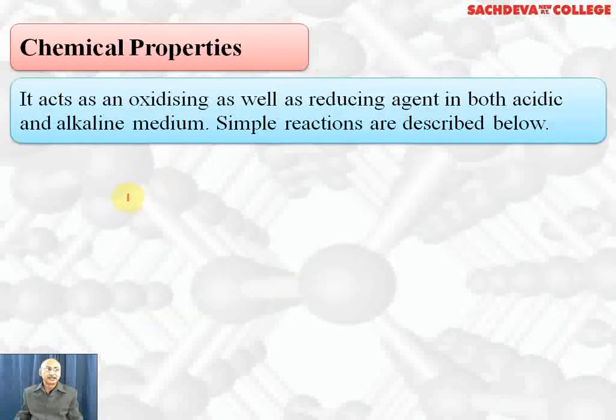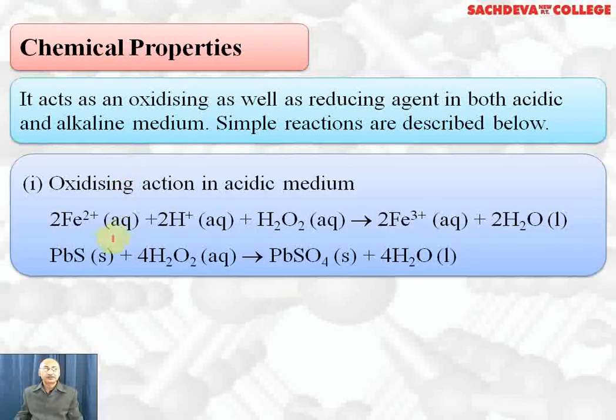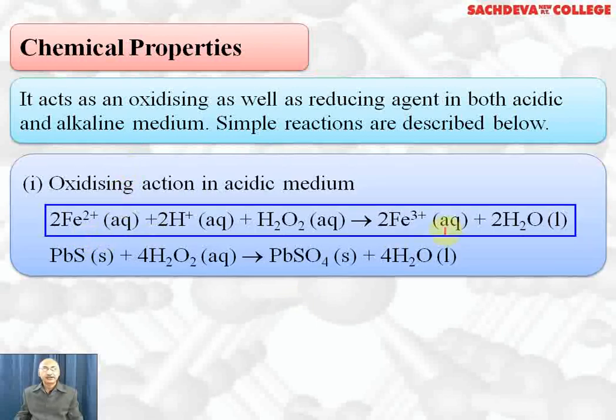Chemical properties. It acts as an oxidizing as well as a reducing agent in both acidic and basic (alkaline) medium. Simple reactions are described below. Ferrous ion gets oxidized to ferric ion in acidic medium with hydrogen peroxide. So the color will change from pale green to yellowish brown.